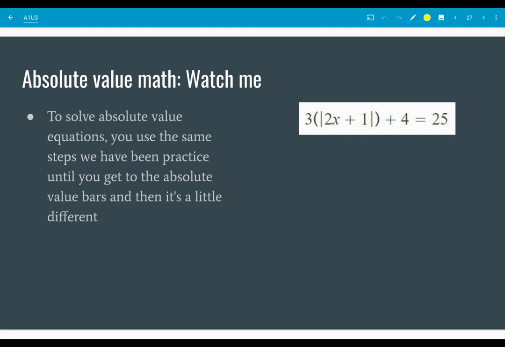What we're going to do is a little bit different. We're going to subtract 4 on both sides first. Okay, and then we're going to divide both sides by 3. So we're left with the absolute value of 2x plus 1 equaling 7.